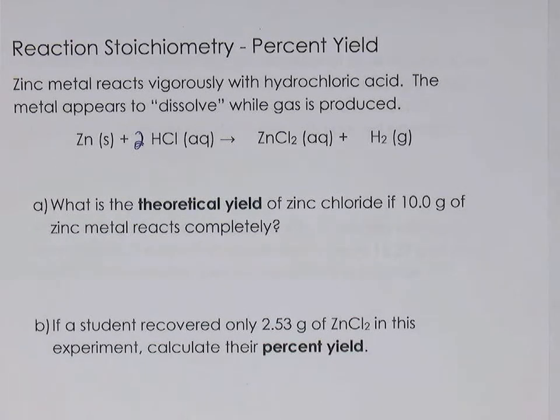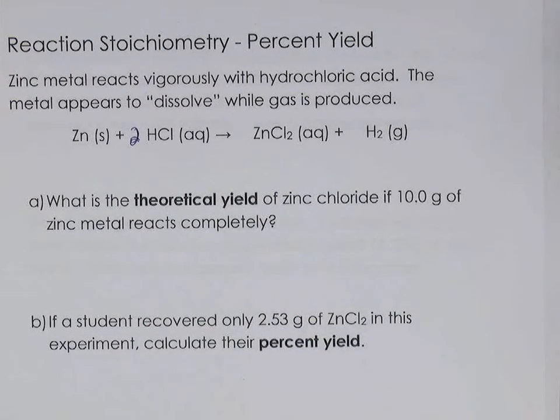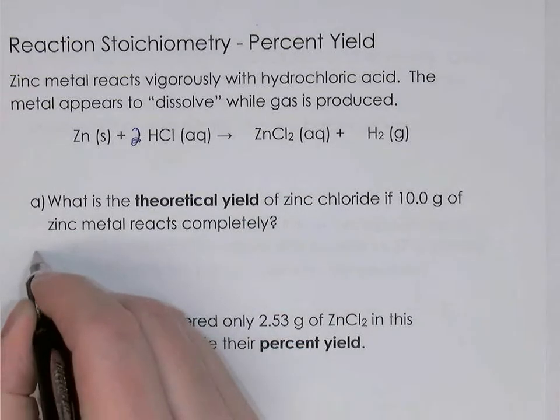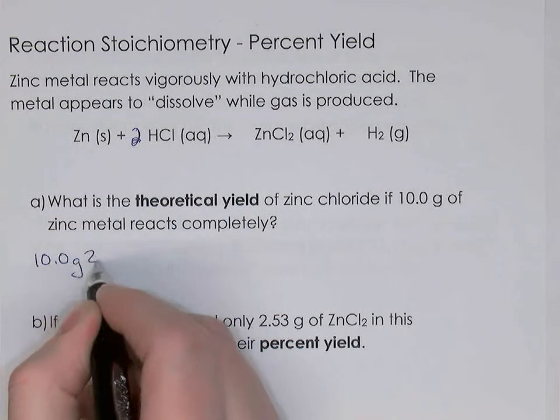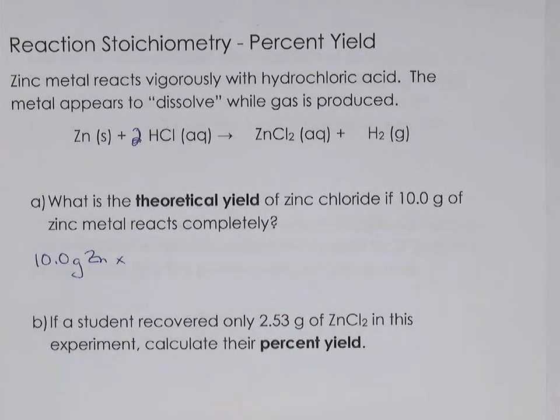If you know what you're doing, you can pause the video and try the problem yourself. The theoretical yield is simply another way of saying how much zinc chloride would be produced if 10 grams of zinc metal reacts completely. The theoretical yield is the amount you could make theoretically. In other words, it's the answer to a stoichiometry problem. So if we take our 10.0 grams of zinc and set up, I guess, 3 unit multipliers, we can calculate the mass of zinc chloride produced.